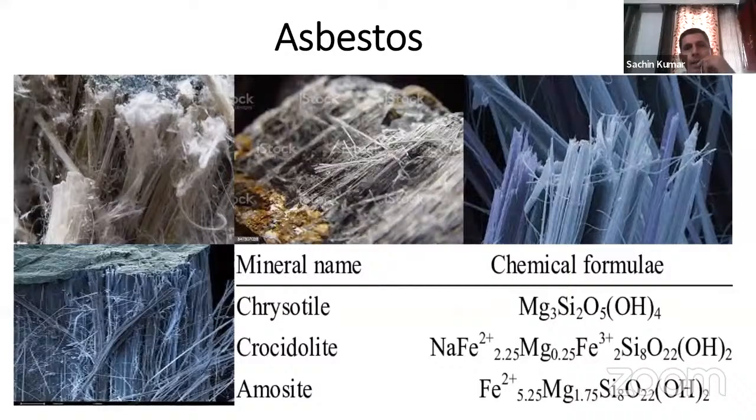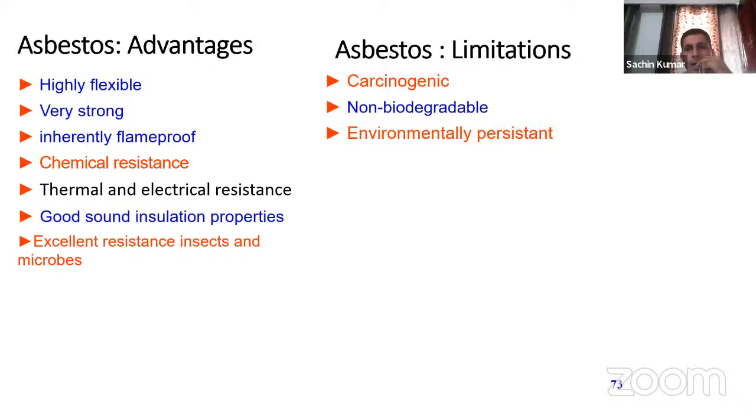Asbestos is a fiber which is obtained from rocks. Chrysotile, crocidolite, and amosite are the different minerals from which this fiber is obtained. But this fiber is nowadays least used due to its non-biodegradable and carcinogenic nature. Still, it is not used for textile purposes, but some other applications use it.